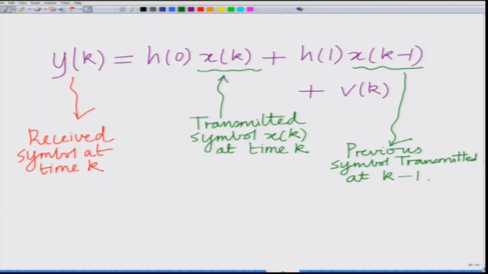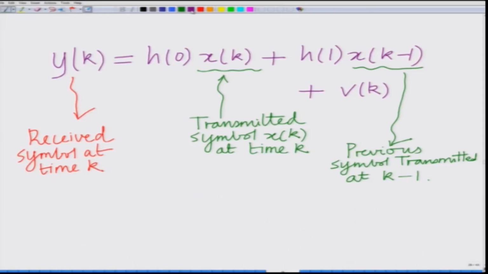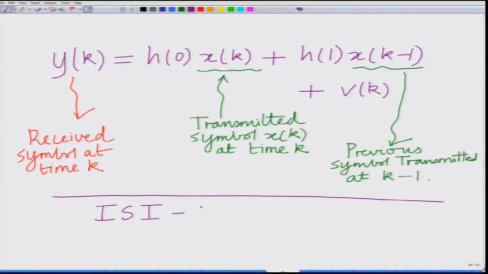Therefore, yk depends not only on xk, it also depends on xk minus 1. There is interference in the detection of xk from xk minus 1. That is, xk minus 1, which is the previous symbol, is interfering with xk, which is the current symbol. This is known as inter-symbol interference, correct. So, this phenomenon is basically termed as ISI or inter-symbol interference.